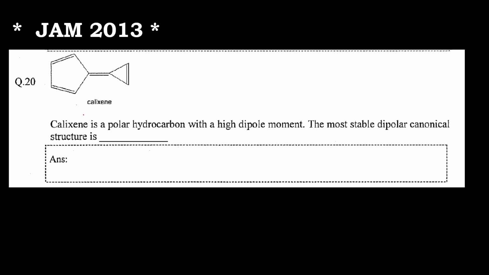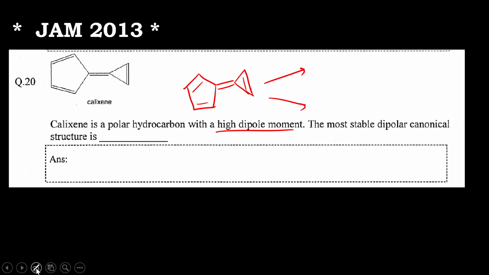Next one, this is calicine. It is a polar hydrocarbon with high dipole moment. The most stable dipolar canonical structure. So what we have to do is, now there are two things which we can do in this molecule. Okay, we have to break this double bond in such a way that this molecule becomes stable. That is, both the rings should be aromatic. So let us break both ways.